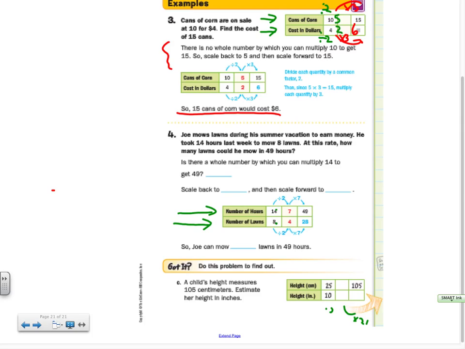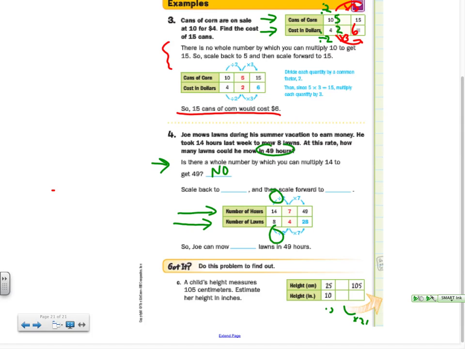At this rate, how many could he mow in 49 hours? So we match up our 49 here. Here's the question. Is there a whole number by which you can multiply 14 to get to 49? The answer is no. Nothing times 14 is 49. So we have to scale back, which means we divide. So let's divide 14 and 8 by a common factor. We can divide them both by 2.